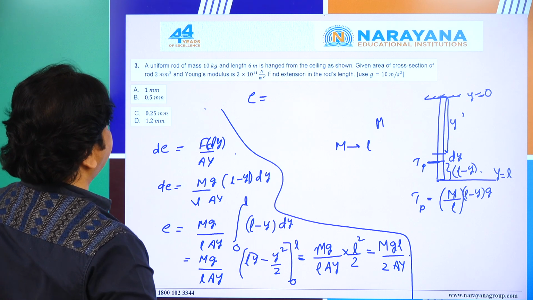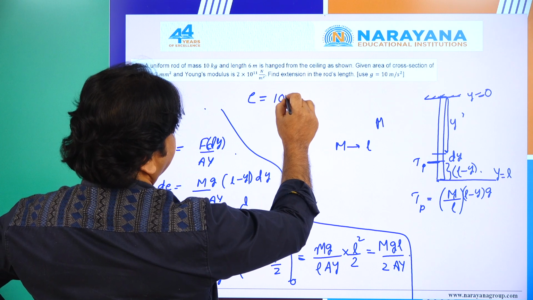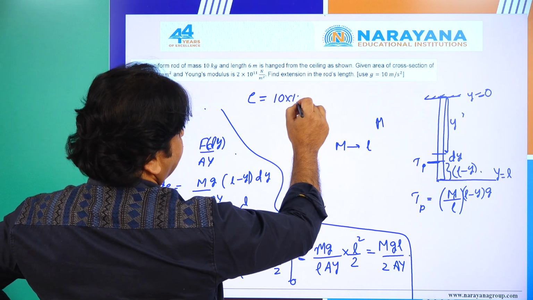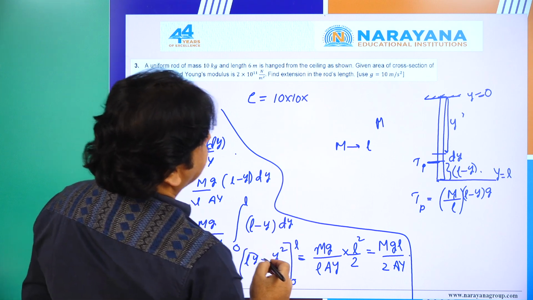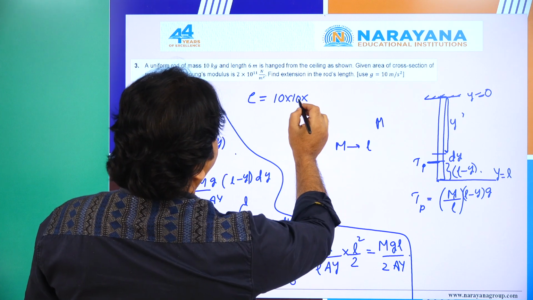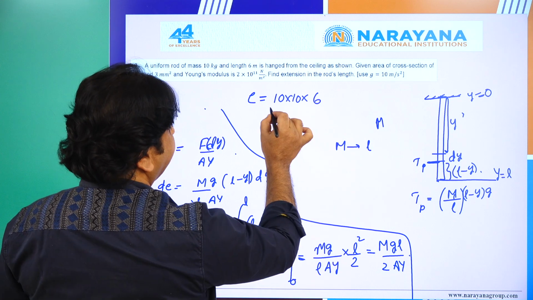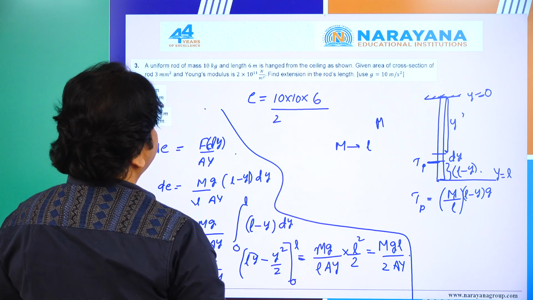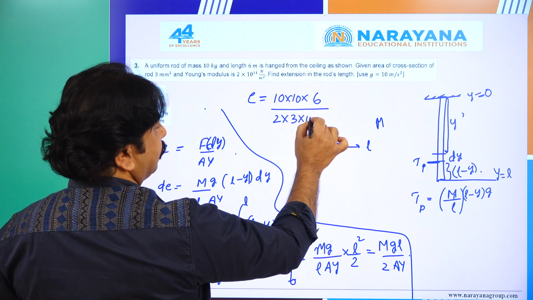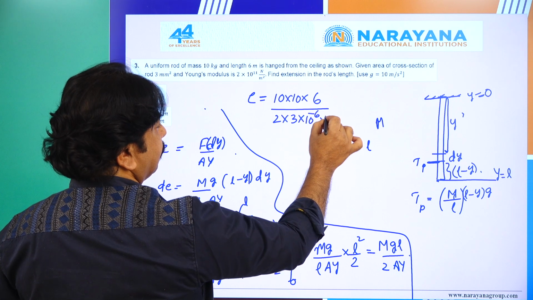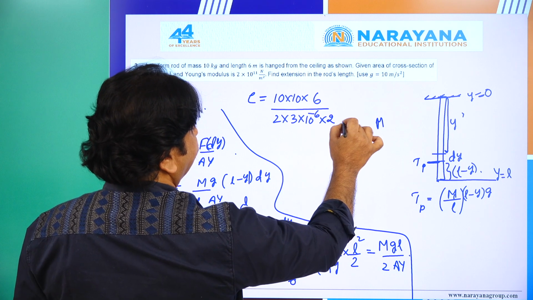E is equal to, substitute the values. M is equal to 10 kg, g value also 10, and L, the rod length, is 6 meters by 2, area of cross section 3 millimeter square, so 3 into 10 to the power of minus 6, into Y, Young's modulus is 2 into 10 to the power of 11.